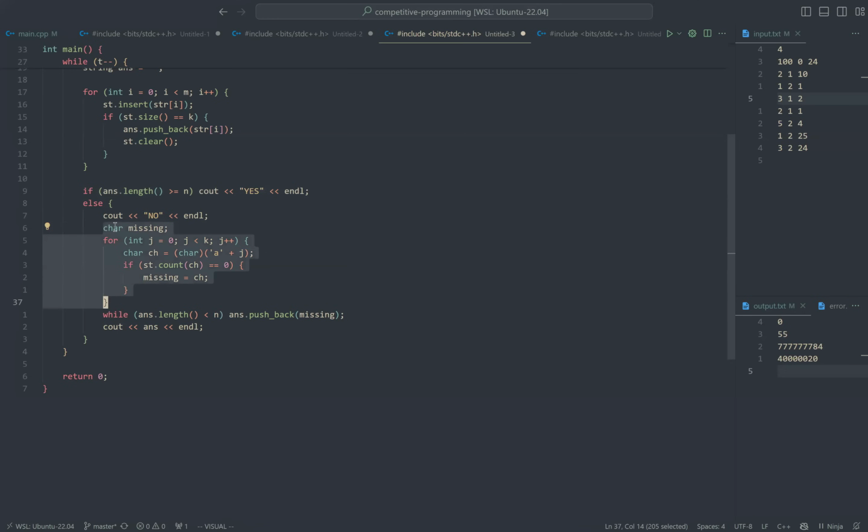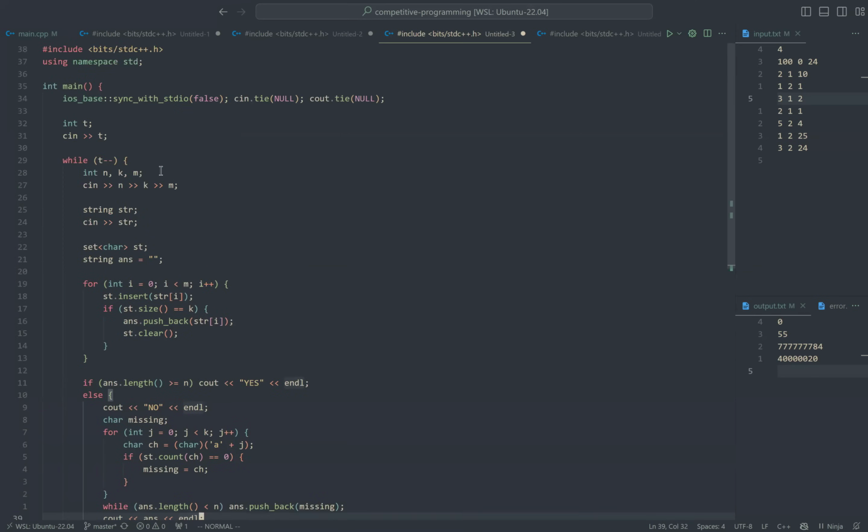And once you find the character which is missing inside the set, you can push it inside the answer, and after that you can push any element. I just pushed that exact same element repeatedly, and after that just print that string, and that's it. The test case is done.